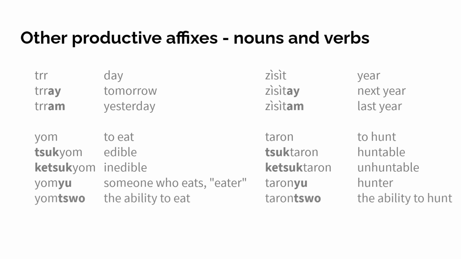Then we also have zwo, which means the ability of something, and it again gives us a noun. So yom zwo is the ability to eat, the noun. Taron zwo is the ability to hunt. This is how the senses are built. So for example, ca means to see. Ca zwo then is the ability to see, so sight basically.